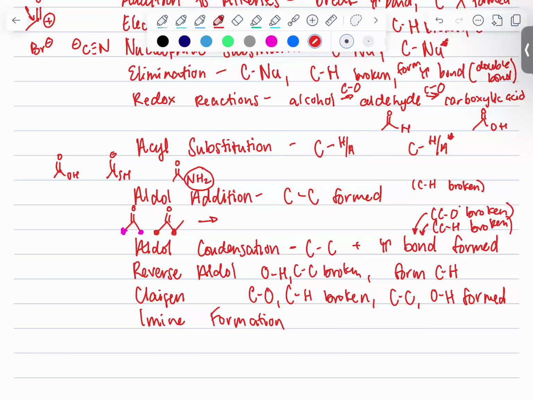Other questions? A carbon oxygen bond is not. Oh, okay. I see what you mean. Like the pi bond. Yeah, I wouldn't list it here because it's not really a new bond. It's kind of just you have the tetrahedral intermediate and then it collapses again.